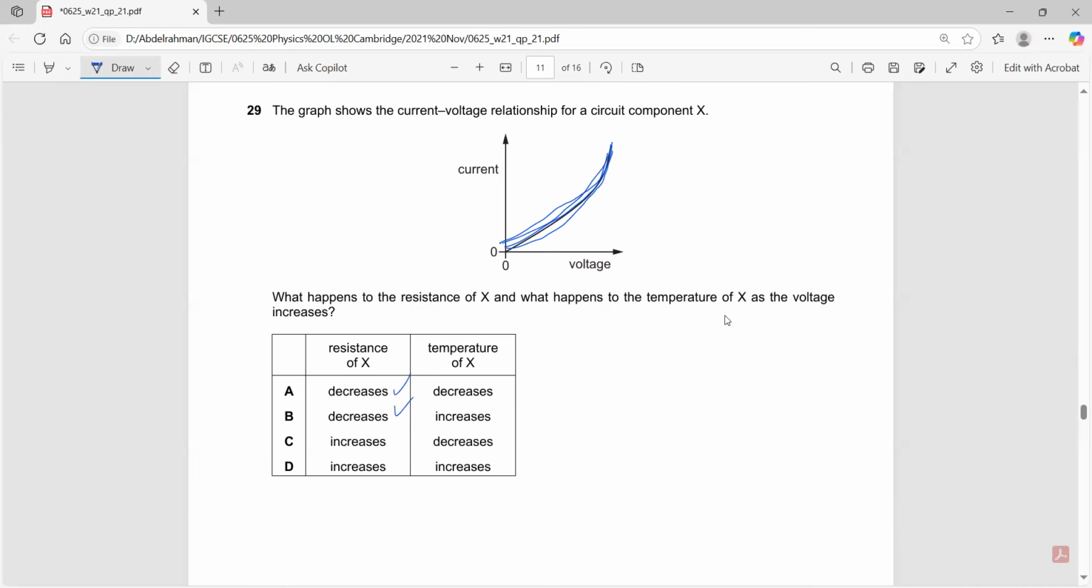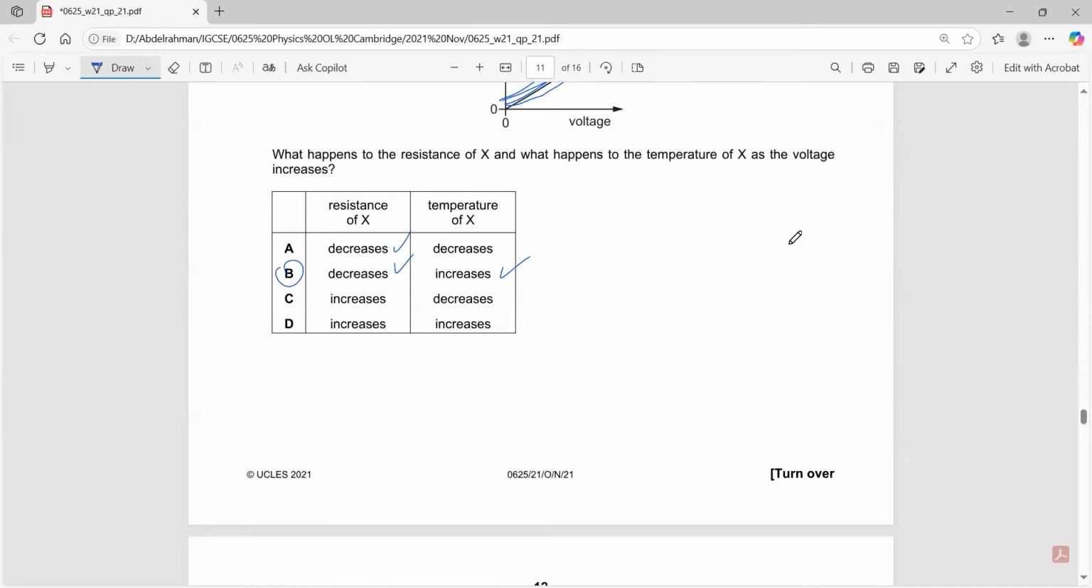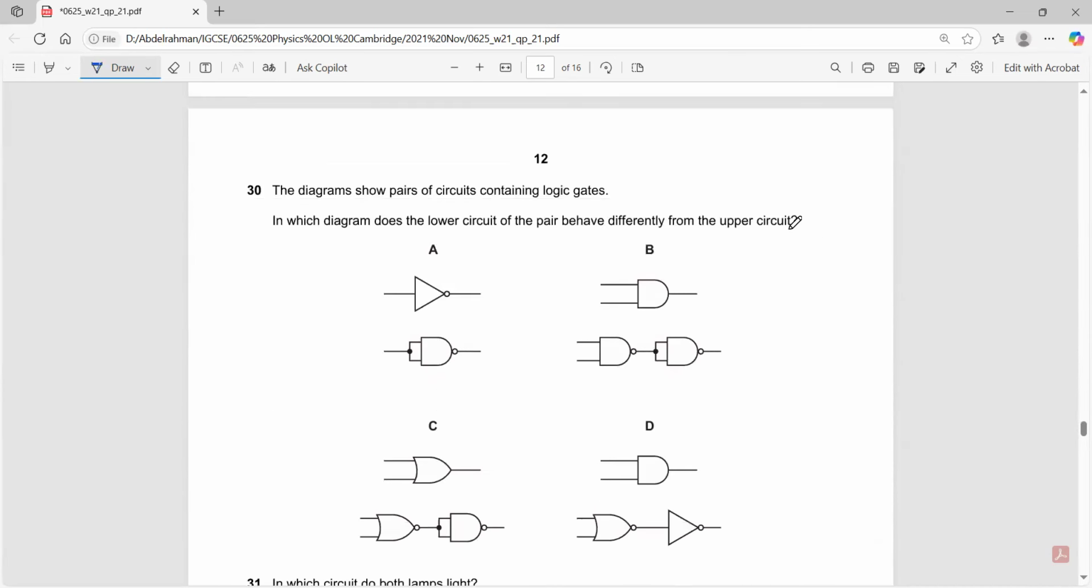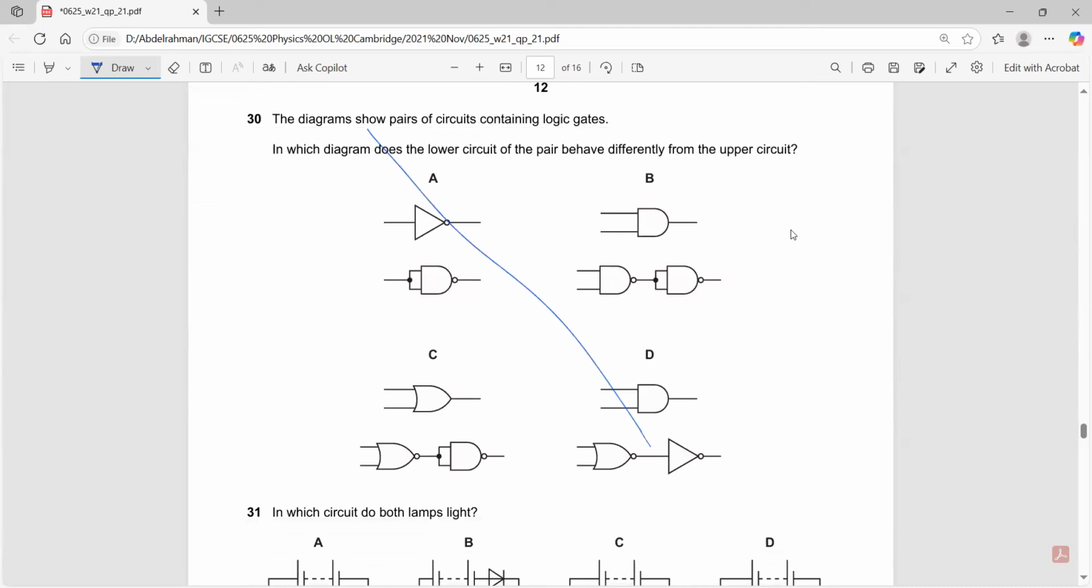What about the temperature of X? The temperature of X increases. Think about it, what is this component? This is a thermistor, in which the resistance is inversely proportional to the temperature. Question 30 is cancelled.